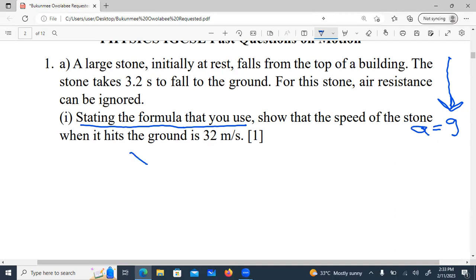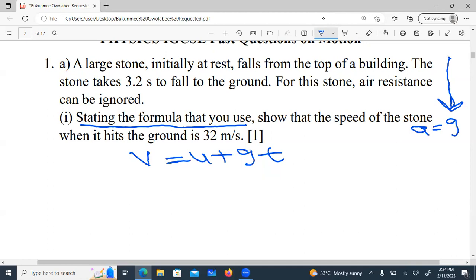So you know that the first equation states that V is equal to U plus AT. So instead of having A as our acceleration, we will replace our acceleration with the gravitational field strength of the Earth. Okay, that's why our formula is V equals U plus GT. So let me remove A here and put G here. So that's it, V equals U plus GT. That is the formula you use, stating the formula you use.